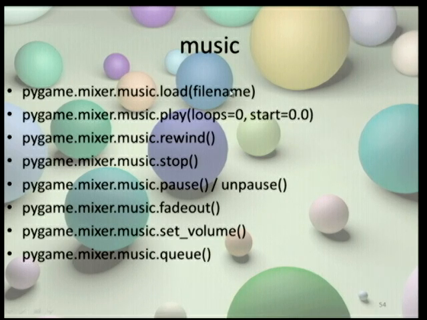Music.play will play this file with the loops and from start seconds within the song. Pygame.mixer.music.rewind rewinds to the beginning. Stop just stops the music. Pause and unpause will do as they say. Fadeout, set_volume. Queue will add a song to the queue of music to be played, so when the current song is finished, it'll start playing that one. If you add several songs to the queue, when you add the next song, it deletes the previous song and adds itself. So you can only ever have one in the queue at the same time.